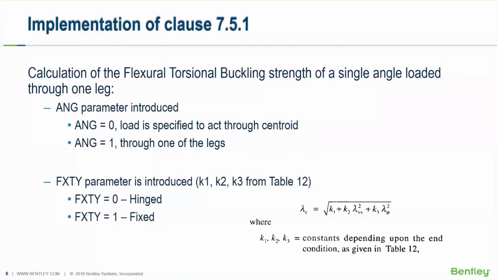I need to calculate the lambda C inside STAAD, and for calculating the lambda C, I need 3 parameters, which I'll get from table 12. And table 12 asks whether the angle is hinged or fixed. So these are the conditions. These 2 parameters should be associated, then only this clause can be completed.